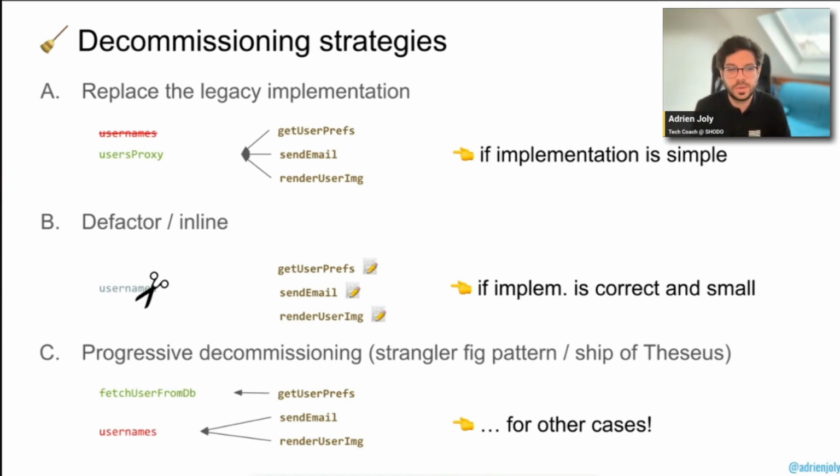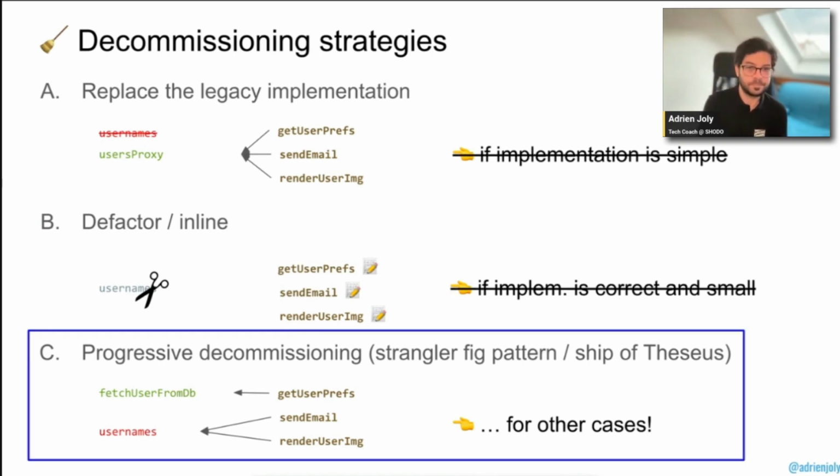In the case of the second strategy, it works if the code that you want to get rid of is very small and if you're sure that it's correct. In our case, the way the data was stored in usernames was not correct because there was some data manipulation before caching the user data into it. And the last one, as I said, is a catch-all. So if you cannot use the first one, you probably need to do the third one. So that's what we're going to do today.